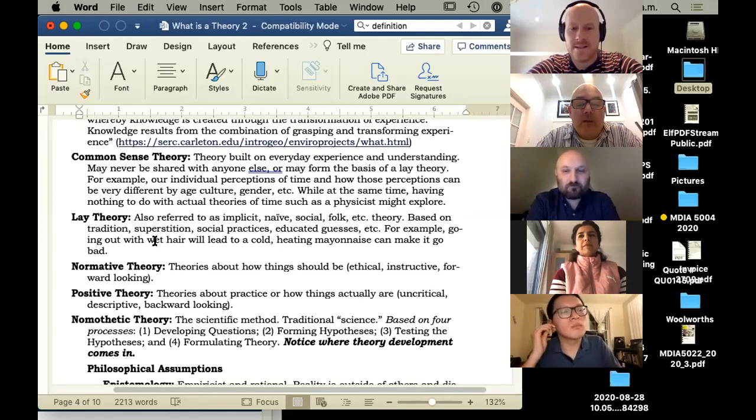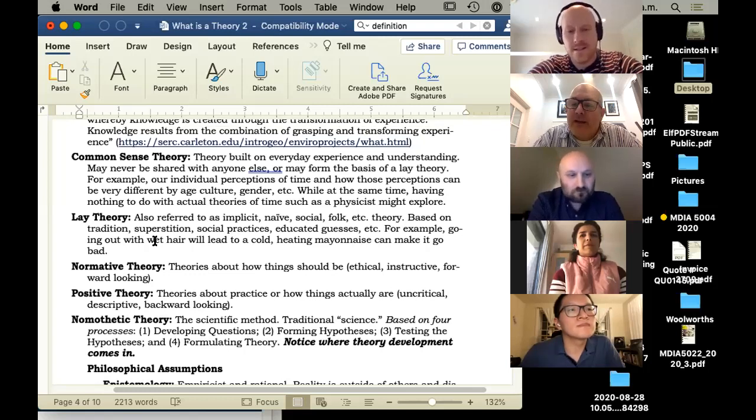Normative theory is when we talk about how things should be, the ethical approaches to things, and looking towards the future. So normative theories try to guide us, try to tell us what we should do, how to be a better person, how to be a better husband, how to be a better parent, how to be a better speaker. Normative theories give us guidelines for that.